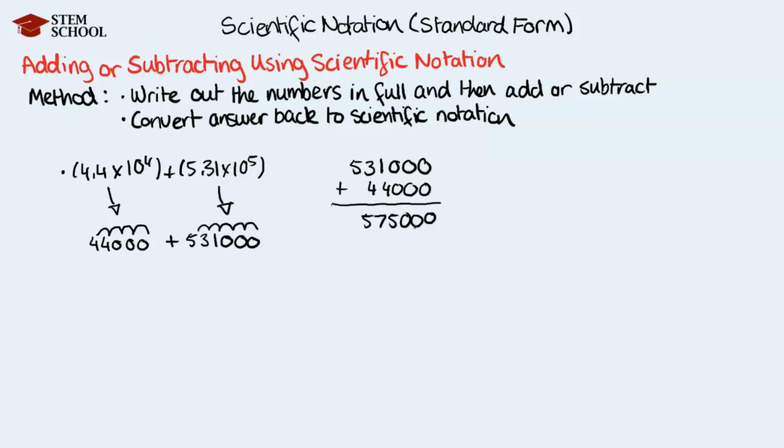Okay? So the final answer isn't this, right? You want to put it back into scientific form. So the number here that's in between 1 and 10 for our form will be 5.75. And how many jumps does it take for the decimal point to move to the end of the number? Well, it will be 1 jump, 2 jumps, 3, 4, and 5. So it'll be 5.75 times 10 to the power of 5.